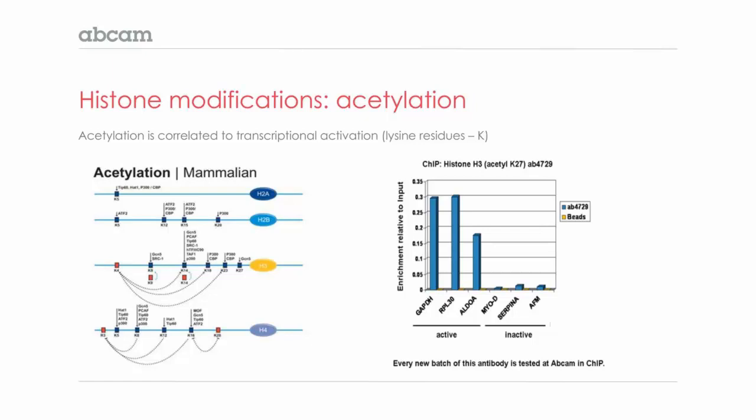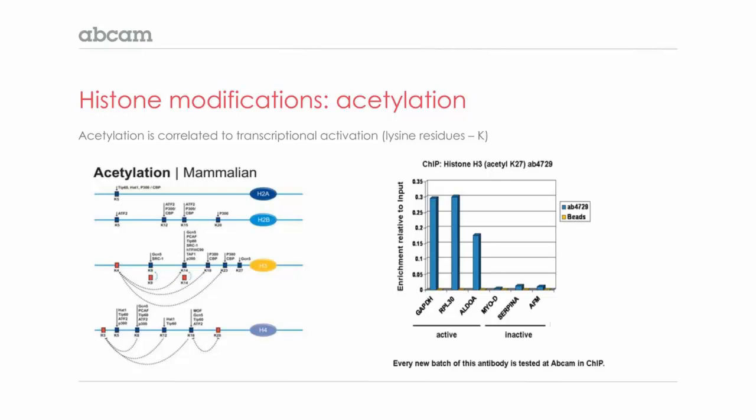You can see that this modification is located at promoters of genes that are constitutively active, such as GAPDH, RPL30, and ALDO-A, which we expect since acetylation is associated with gene activation. We can also see that this modification is not present at inactive genes, which we also expect.